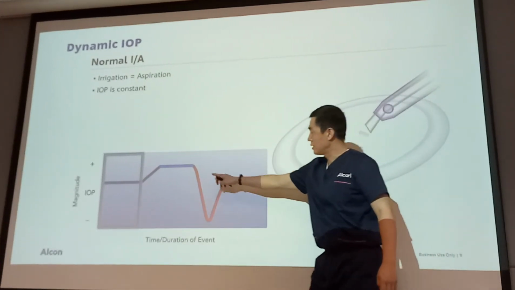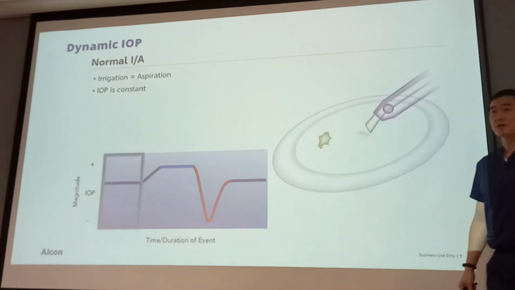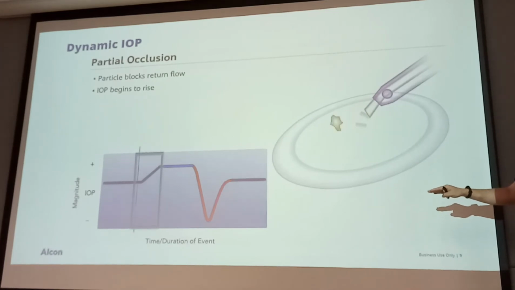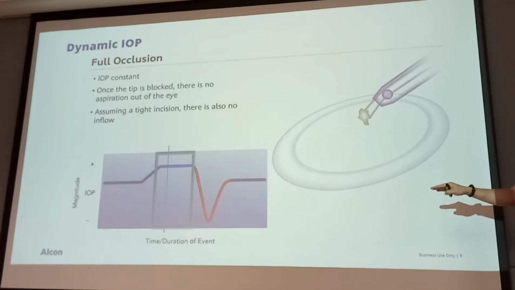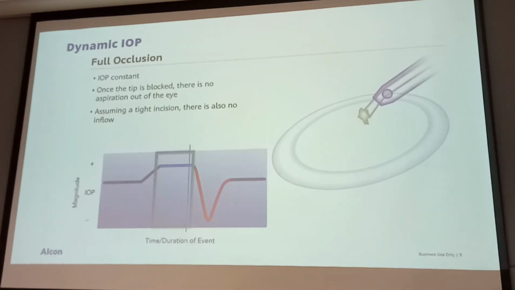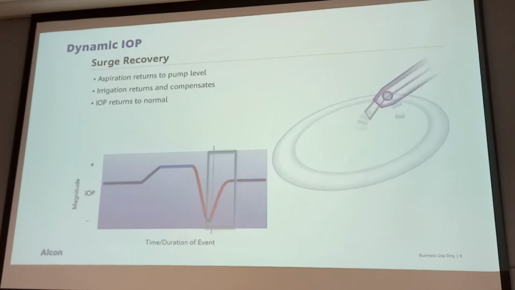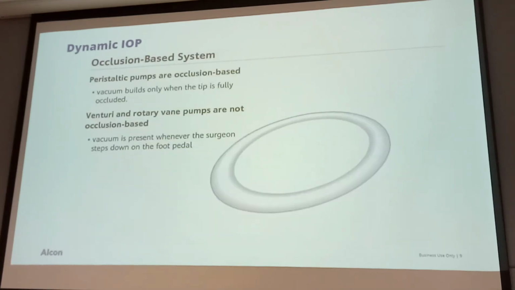This is what we call surge. This always happens when the phaco machine system is not good. When we're facing surge, there is high risk for PCR and high risk for complications. So we don't want surge. All our design is to decrease surge, right? And this is for surge recovery, and this is for dynamic IOP. Venturi and peristaltic are different.